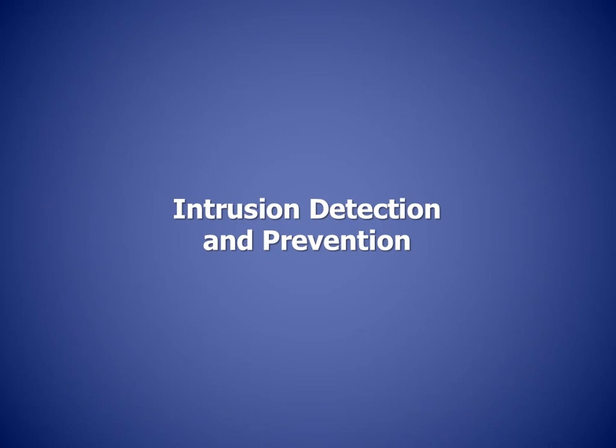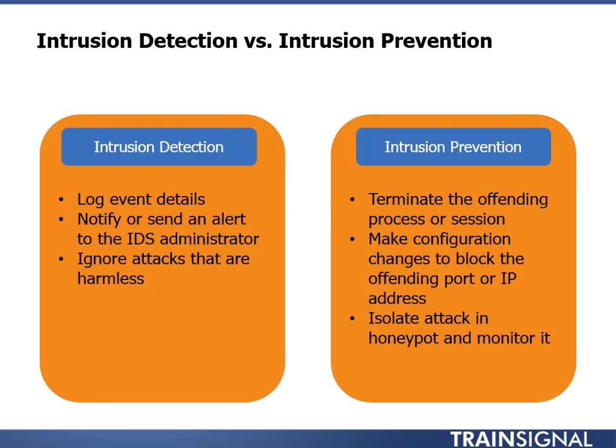Now let's talk about two closely related types of security monitoring, which are intrusion detection and intrusion prevention. There are two different, really closely related systems: intrusion detection systems, also known as IDS, and intrusion prevention systems, often called IPS. The difference is basically how they respond to an attack.